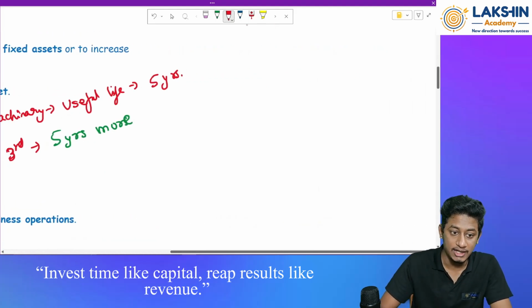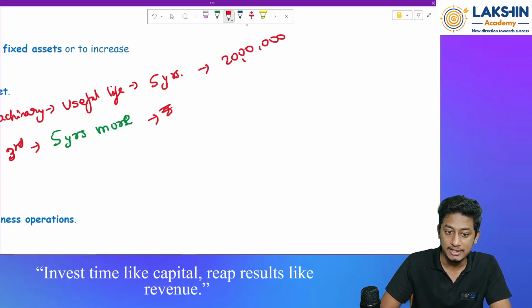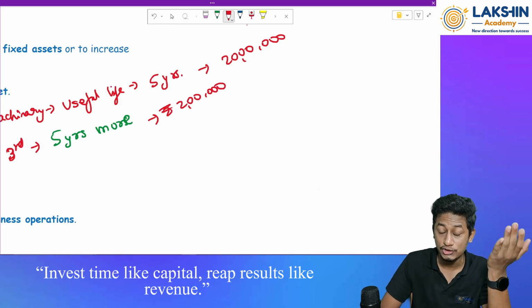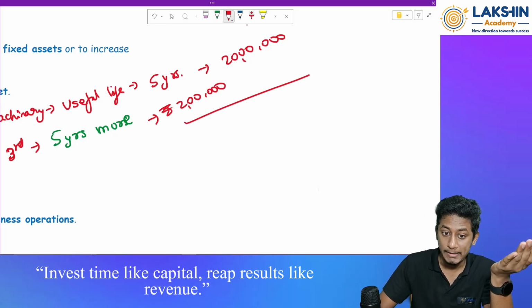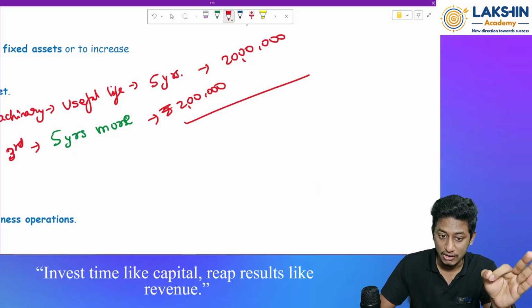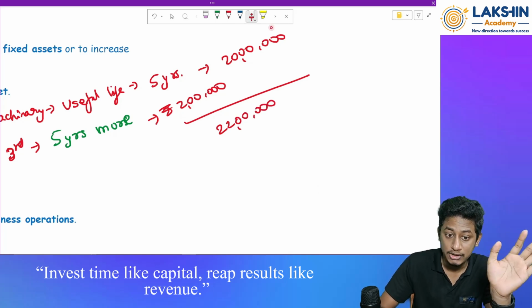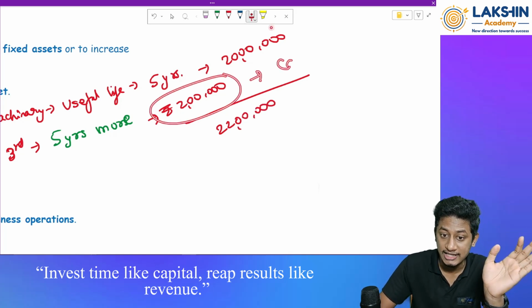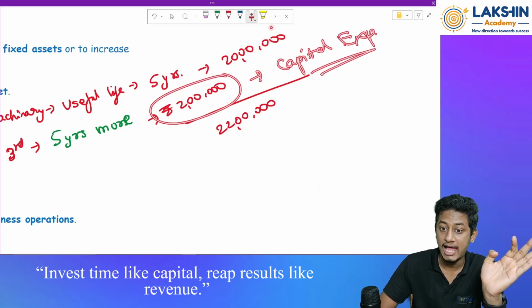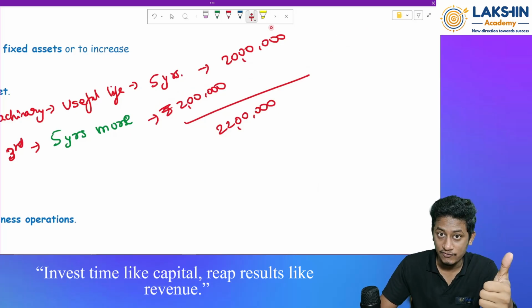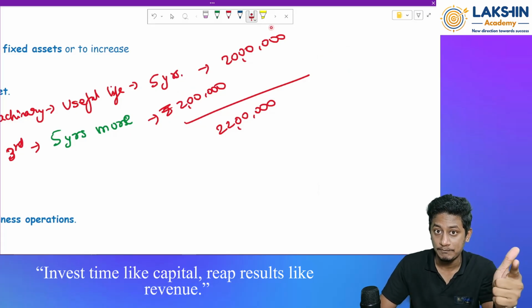That means if the asset was bought for, let's say, 20 lakh rupees, and I am making an expenditure of, let's say, 2 lakh, which is increasing the useful life of the asset, then my total value of asset as per my books of accounts will be 22 lakhs and not 20 lakhs. Why? Because this expense is a capital expenditure. This is increasing the value of my asset and giving me a long-term benefit.